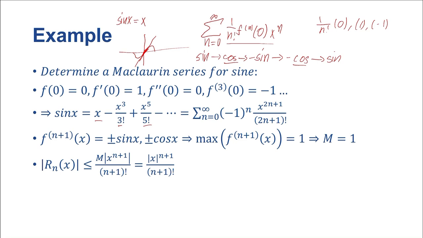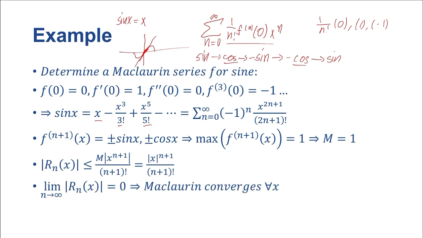Then we can use the fact that our Maclaurin series for e to the x always converges to take the limit on this. We can also use the squeeze theorem because this is an absolute value, so we can squeeze R sub n, and it will tend to 0 for all x. Thus our Maclaurin series for sine of x is valid for all x.